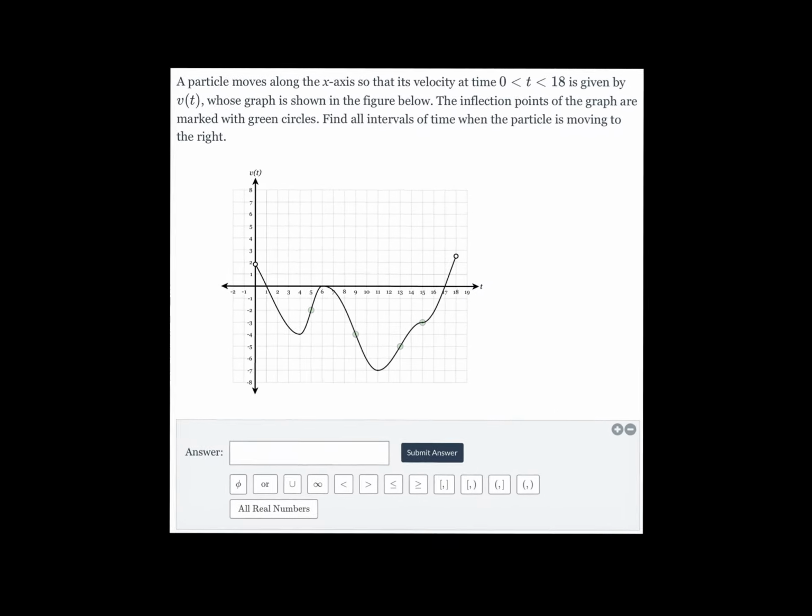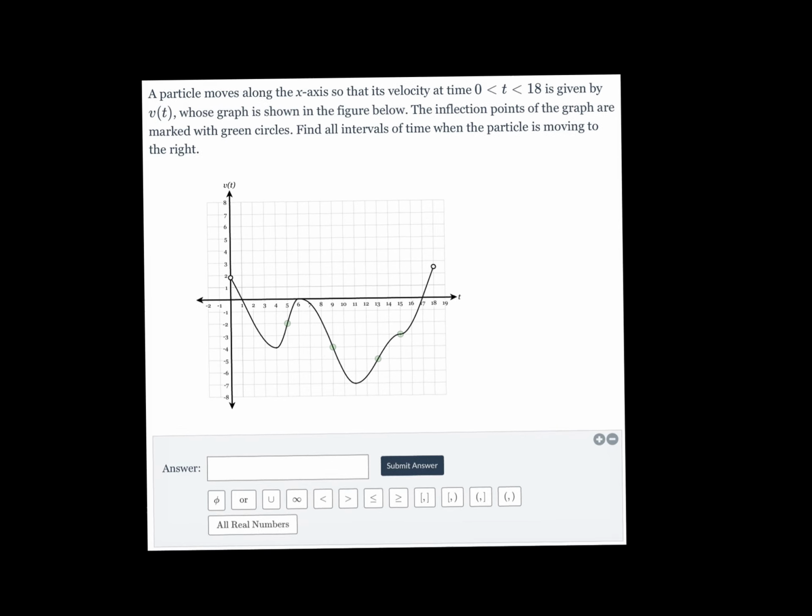In this next example, you're going to notice that rather than the position function, we are given the velocity function. Okay, note that we have the velocity. So that tells us different things about the original function. On the interval between 0 and 18, you know where the inflection points are. We want to find all intervals of time when the particle is moving to the right.